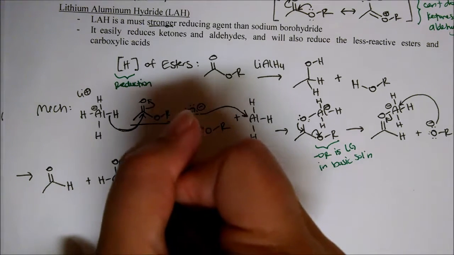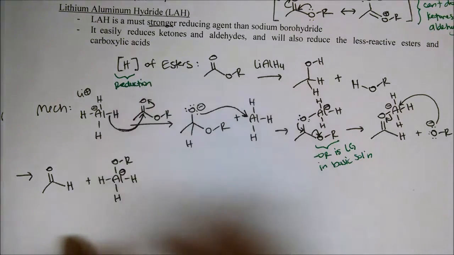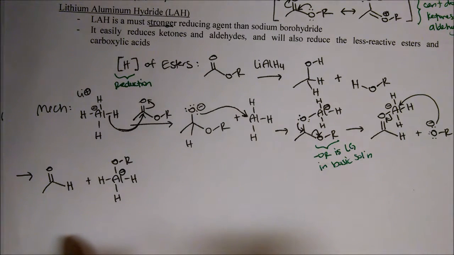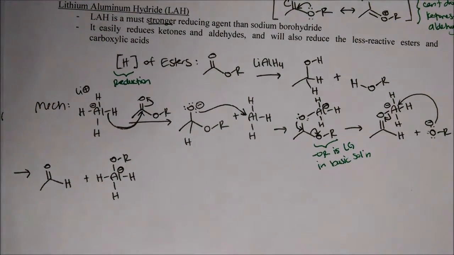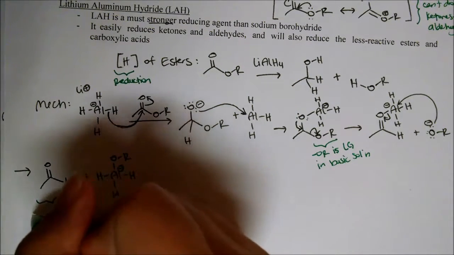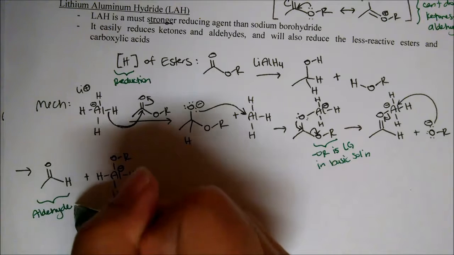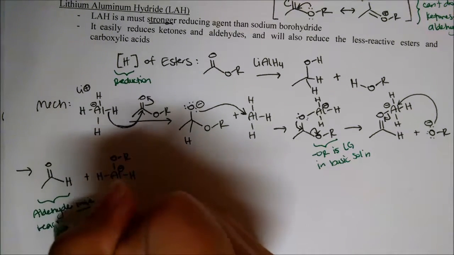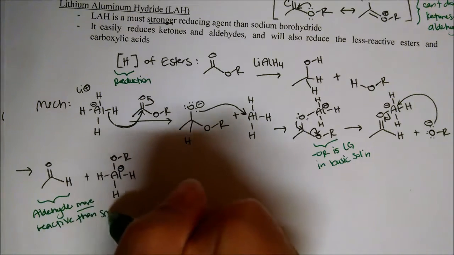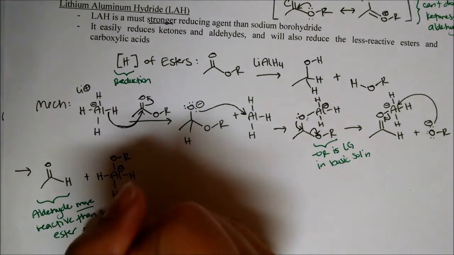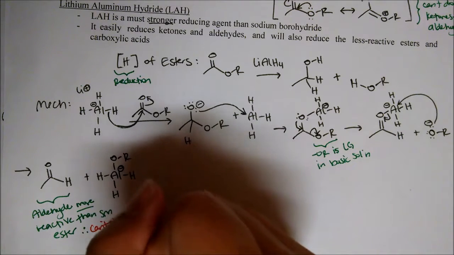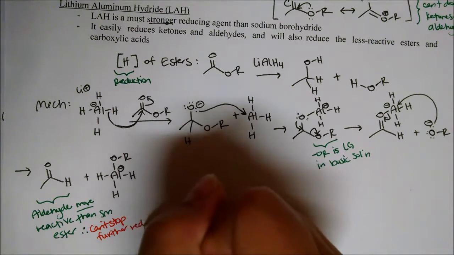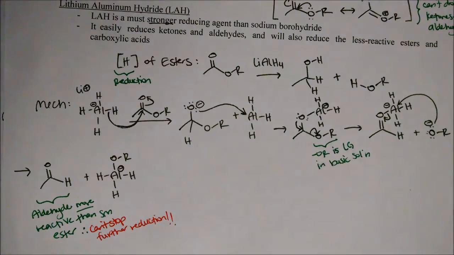Importantly, he's got 4 bonds on him. And so importantly, when he's got 4 bonds, he is a good Lewis base or a good nucleophile. And we have our good electrophile here. This is actually more reactive than our starting material ester. This is an aldehyde. This is more reactive than starting material ester. Therefore, you can't stop it. It's going to get reduced again. Can't stop further reduction. You can't stop it. It's just going to happen.